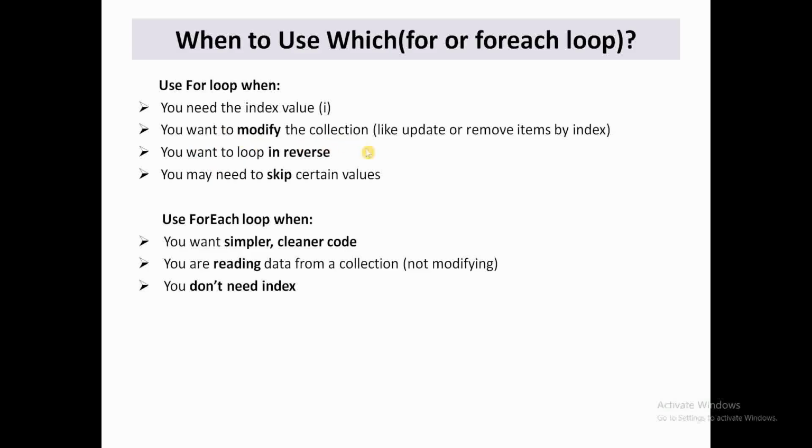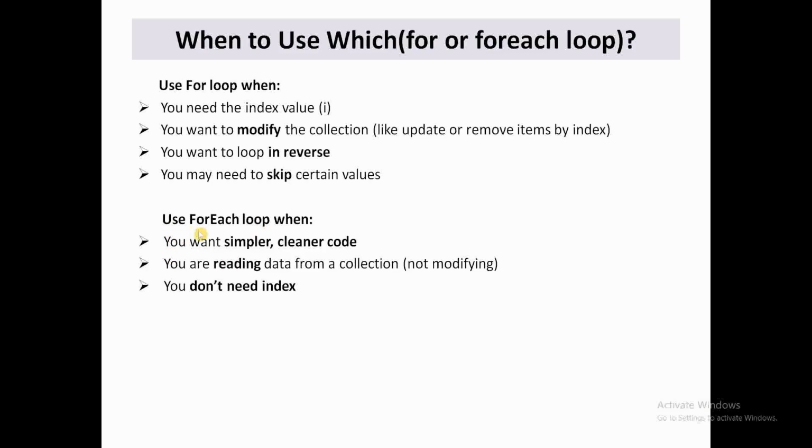You want to modify the collections, like update or remove items by index. As I already told you, if we want to update or remove any items or values from our collections, then we can use indexing. You want to loop in reverse, we can also do that. We can iterate the loop in reverse with the decrement. We will also see that in a later section. You may need to skip certain values. You can skip some values with conditions in the for loop.